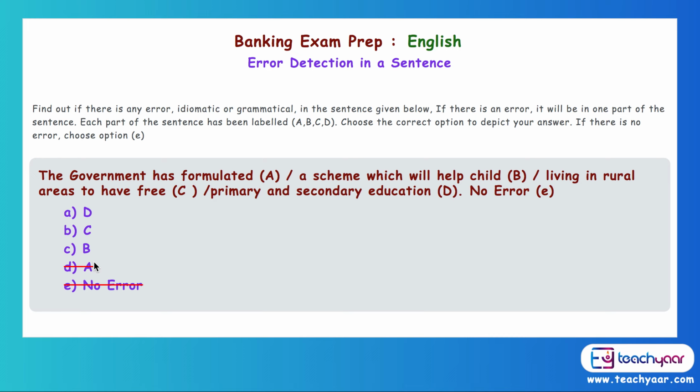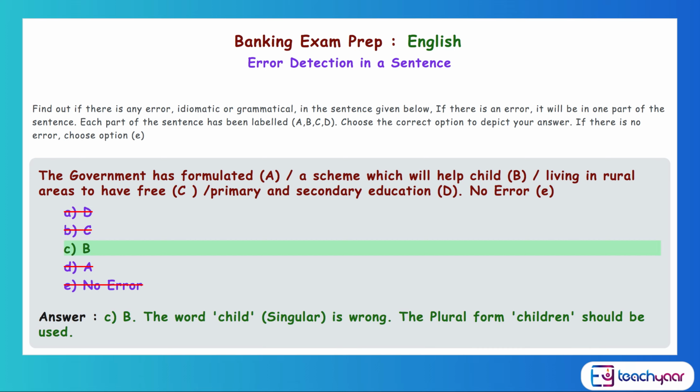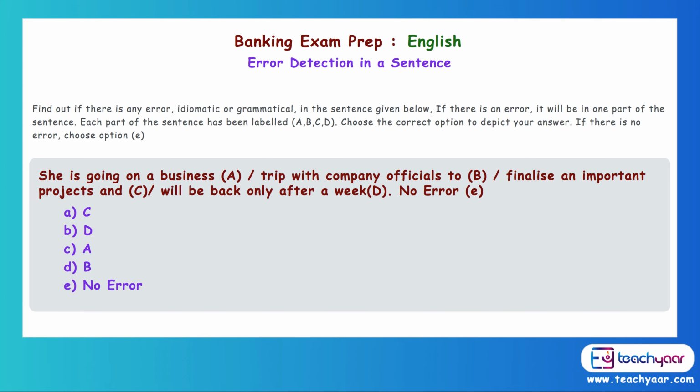Let's read C and D. Living in rural areas to have free. That is okay. Primary and secondary education is okay. So we have the mistake in the B part. So option is C. The explanation is given here. The word child, singular, is wrong. The plural form, children, should be used. Let's move on to the third sentence.